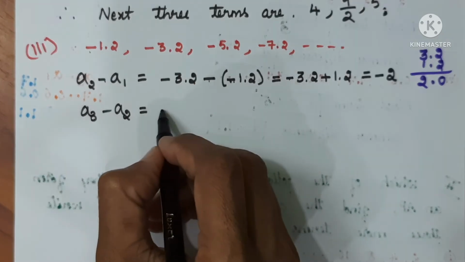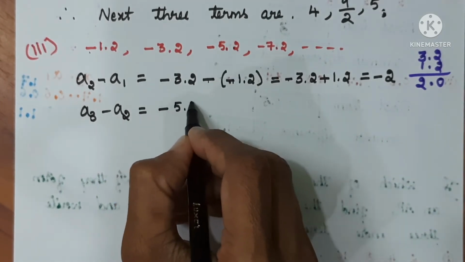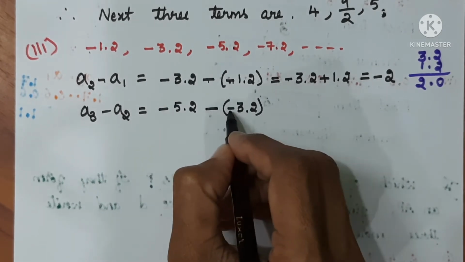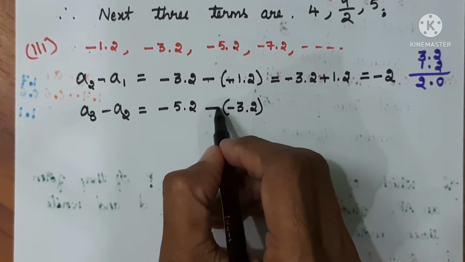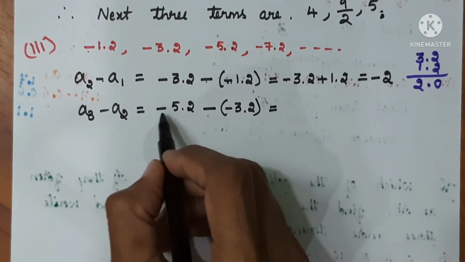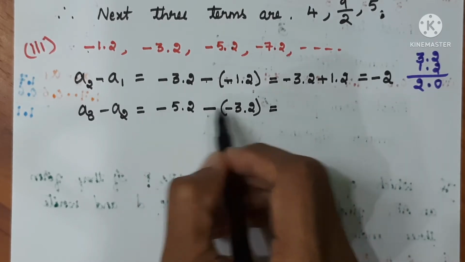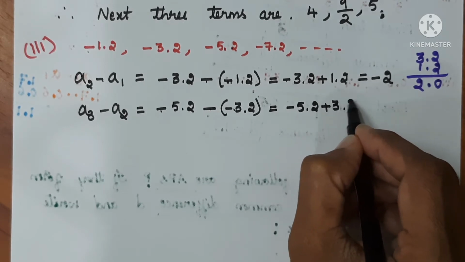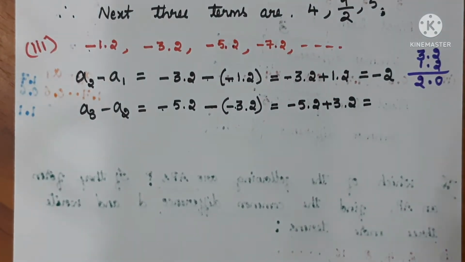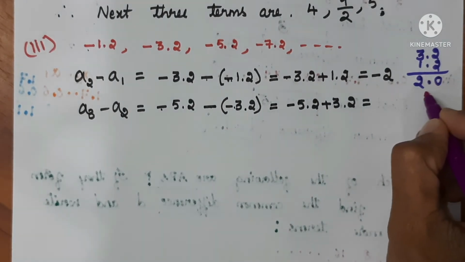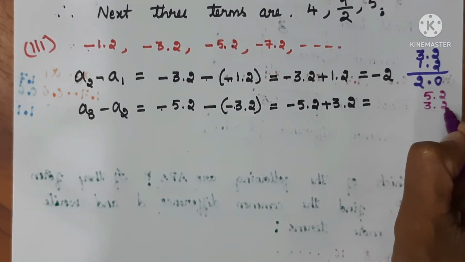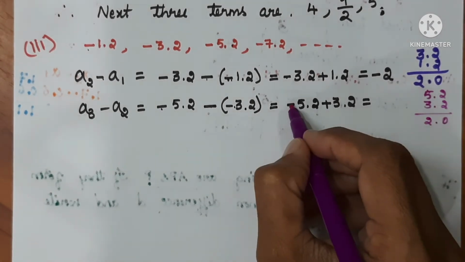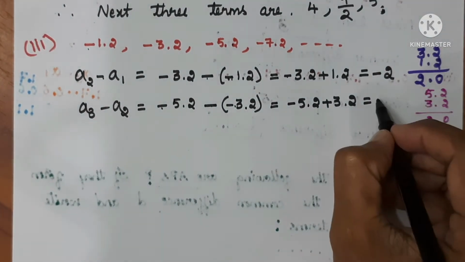Now find the A3 minus A2. The third term is minus 5.2 minus second term is minus 3.2. Don't forget to put the brackets because we cannot write the minus sign as it is directly. Okay, here first multiply the bracket, minus signs, this is minus 5.2, minus into minus plus 3.2 equal to, again we have to subtract these two because they are having the opposite sign. 5.2 minus 3.2, 2 minus 2 is 0, 5 minus 3 is 2. Since bigger number is having the minus sign, we get minus 2.